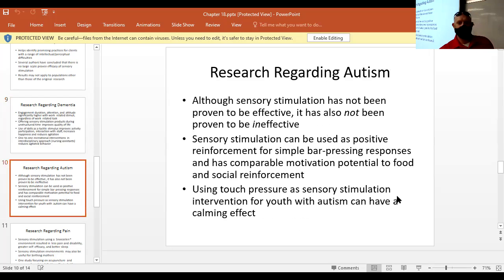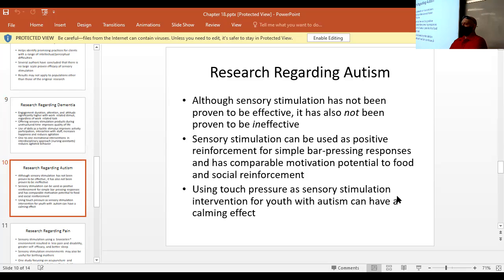Now, some research having to do with autism. Okay, I don't like this one either because I don't agree. I mean, I'm sure it's true because there's research that's been done. They've done data. They've gone through all these steps. But it says although sensory stimulation has not been proven to be effective, it has also not been proven to be ineffective. So to me, it was just totally inconclusive and a waste of time.